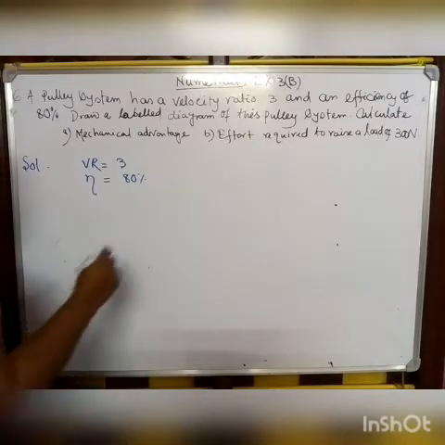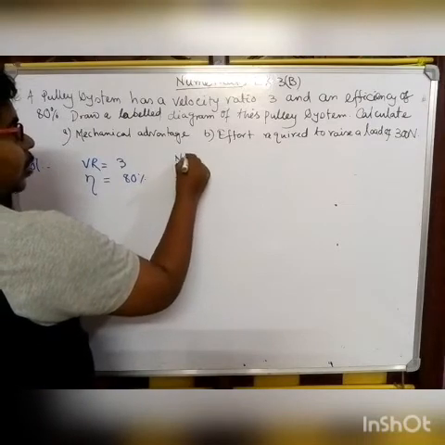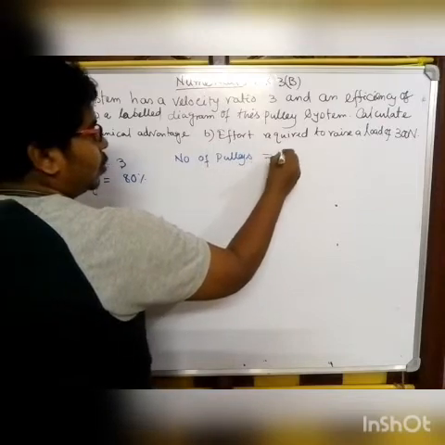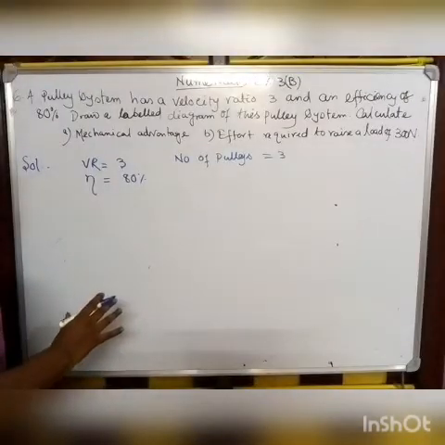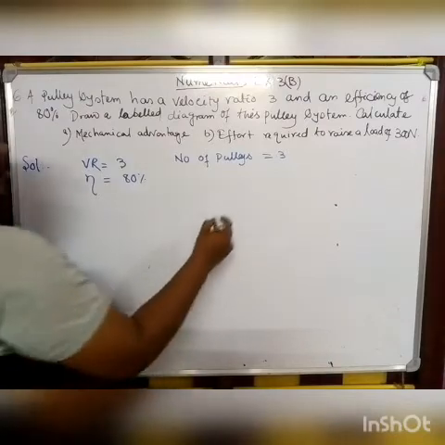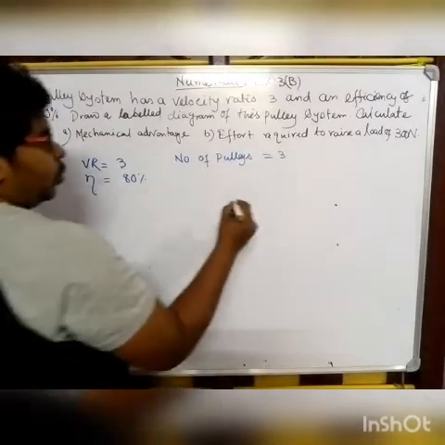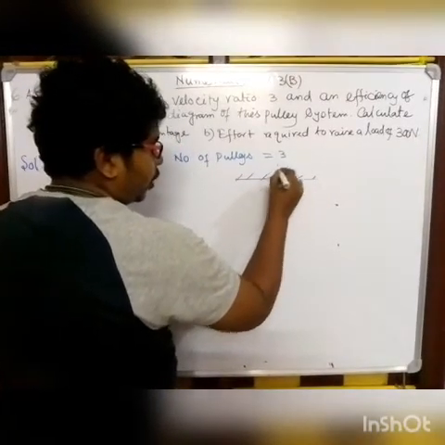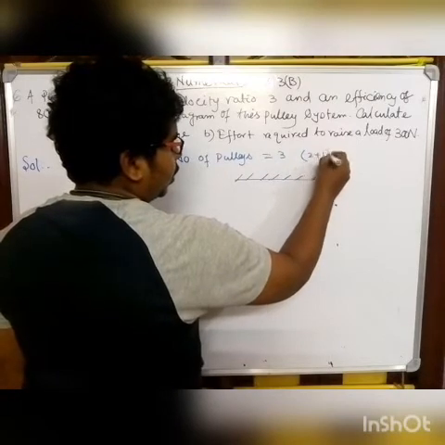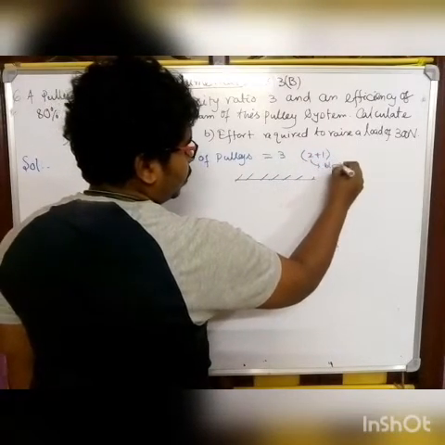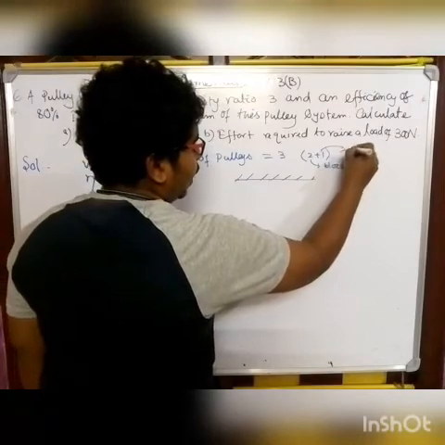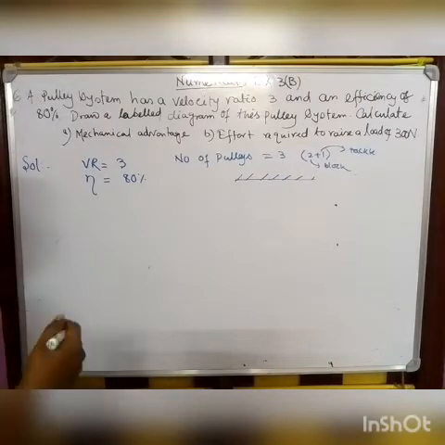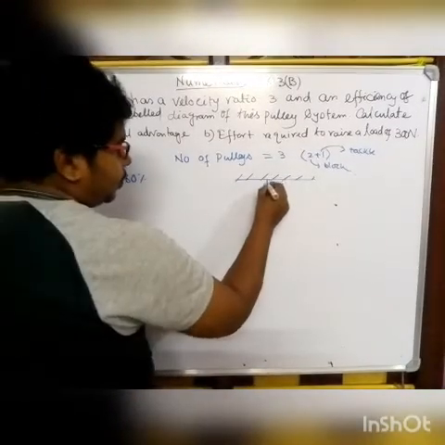Velocity ratio is 3. That means the number of pulleys is also 3. So we have to draw a block and tackle system of 3 pulleys. It is very easy to do. 3 means we divide it 2 plus 1, that means 2 in block and 1 in tackle. You already know the number of pulleys in block should be more than or equal to the number of pulleys in tackle.